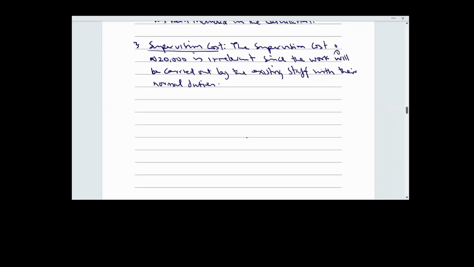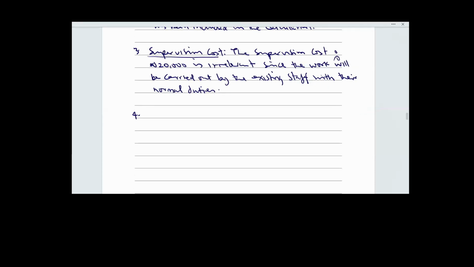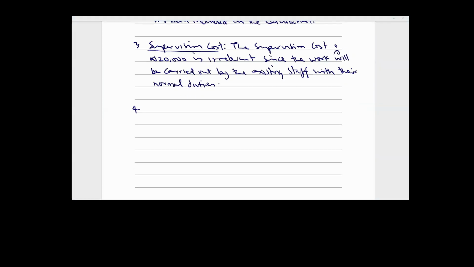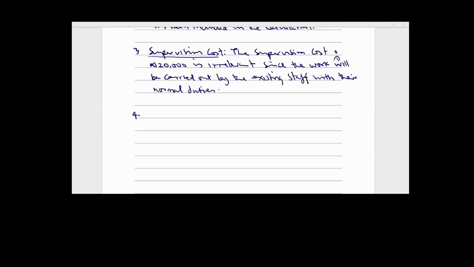Number 4, we go back again to the question. Number 4 is overheads. We are told that overheads have been charged to the project at the rate of 200% on direct labor. And what we agree is that these overheads of 120,000 naira are irrelevant because they are not separated between variable and fixed overhead. Therefore, it is assumed to be general overhead, and general overhead is irrelevant cost. So let's state it.